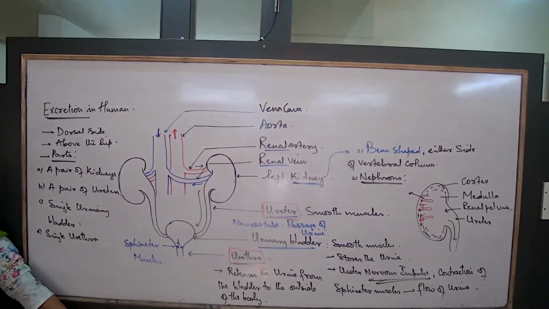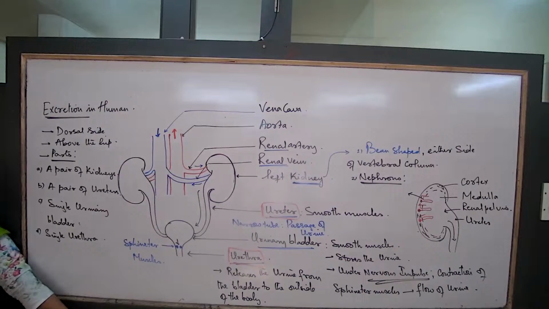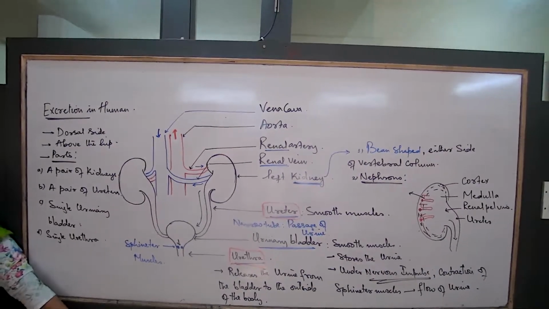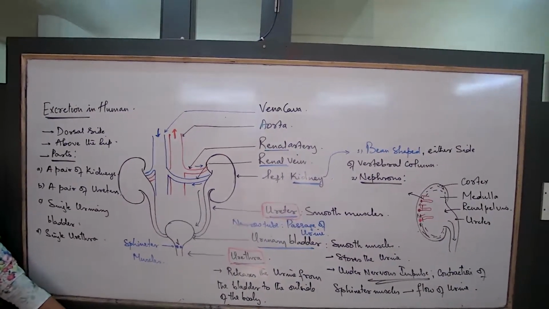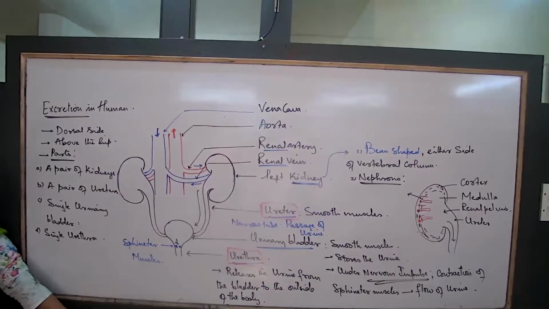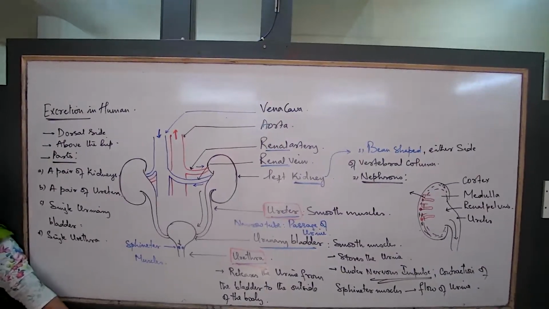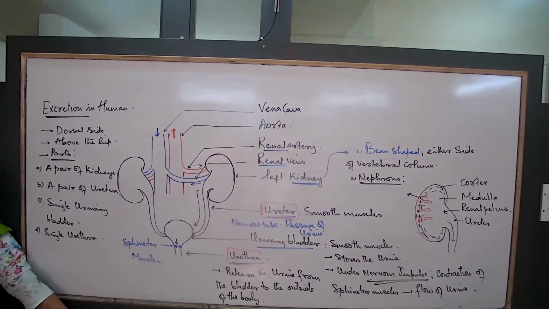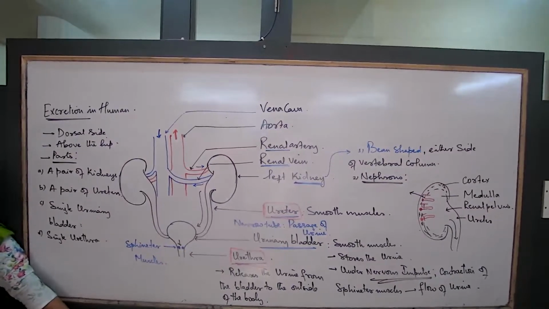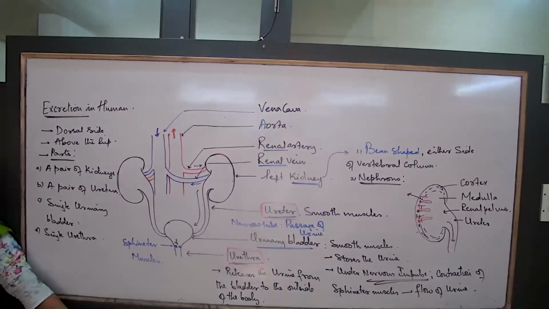The nervous impulse that we talk about, impulse means basic information, remember. We'll talk in detail in the next chapter. Excretory system, only this much you'll have to understand. The basic parts, what are the parts now of the excretory system? A pair of kidneys, a pair of ureters, a single bladder, a single urethra.